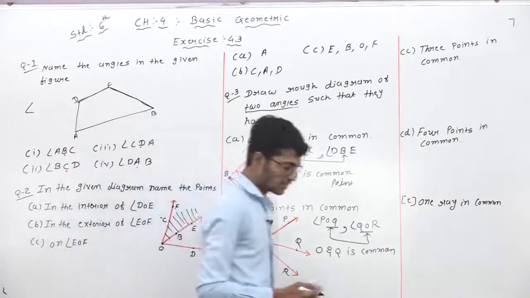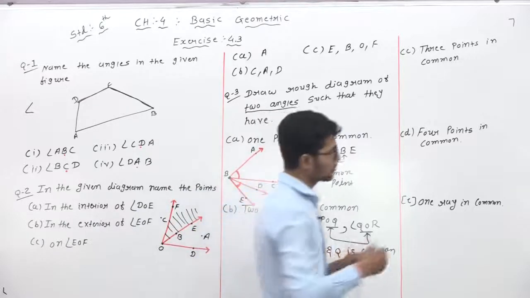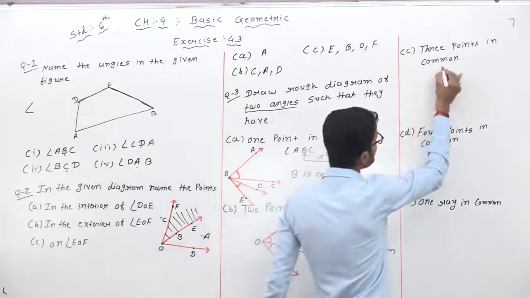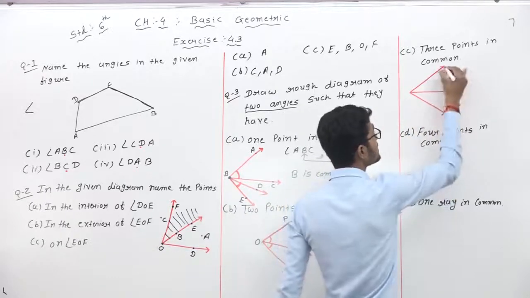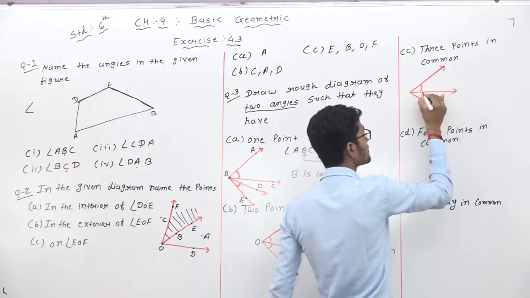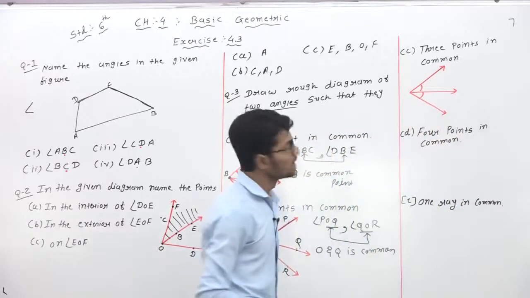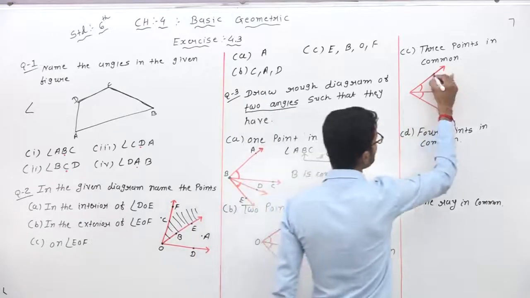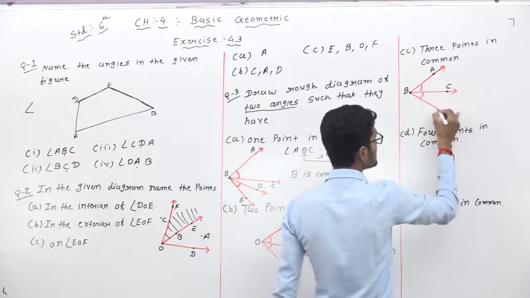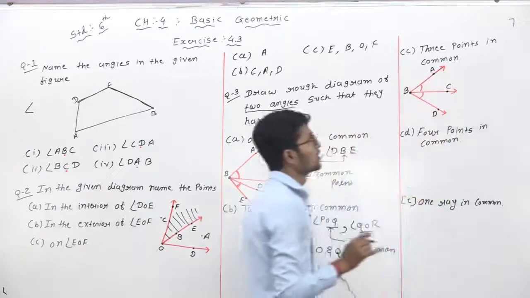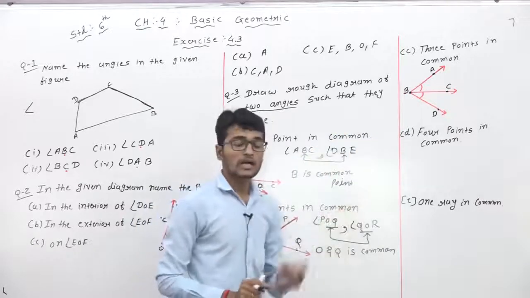The third one means three points in common. How many? Three points. So first of all draw one angle. Here the two angles are given. Here is my first angle, this one is my second angle. Okay? Now the names. Suppose here A, here is B, here is C and here is D.